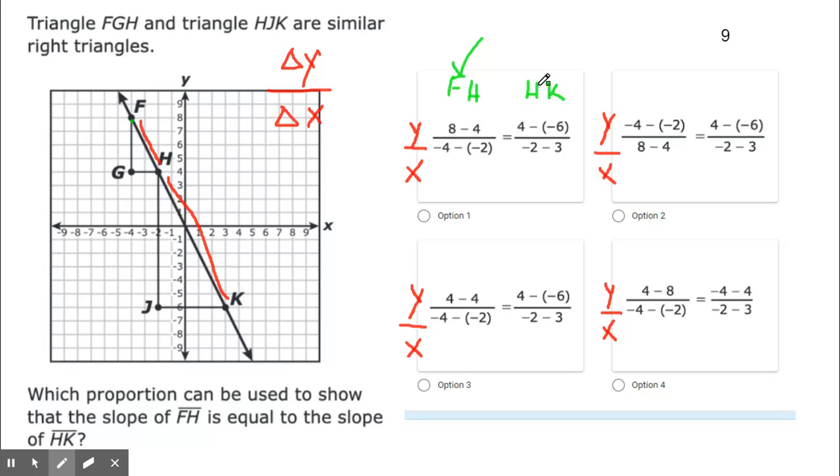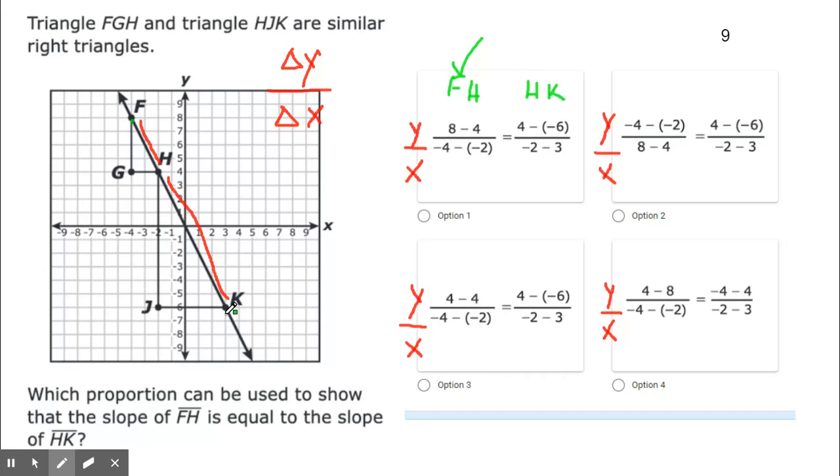Well, the ordered pair for H was 4 for the Y, -2 for the X. That's what they have, 4. Oh, it's not -4, it's +4. Excuse me, my fault. They do have 4 and they do have the -2. So that one's set up good.